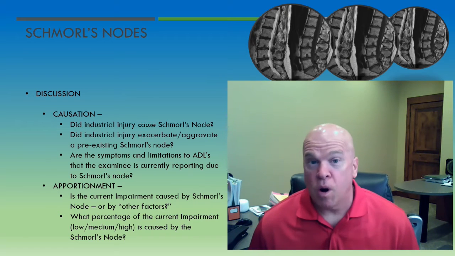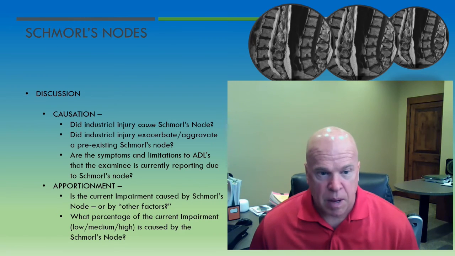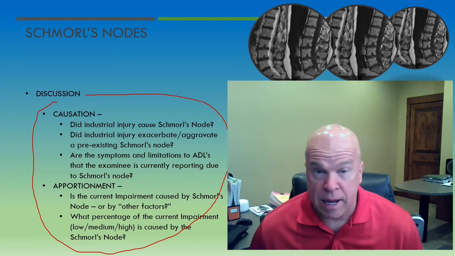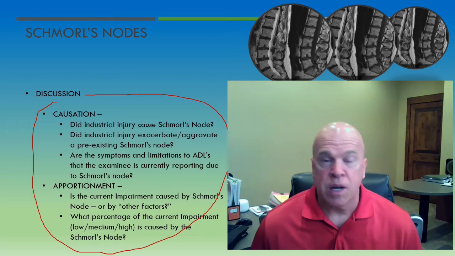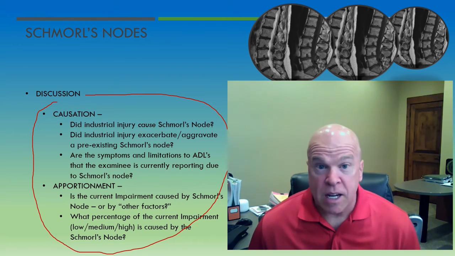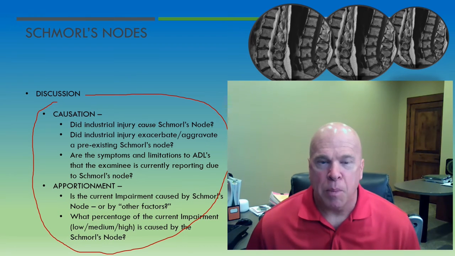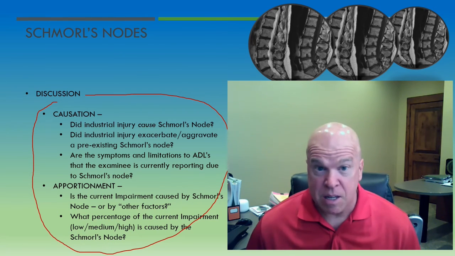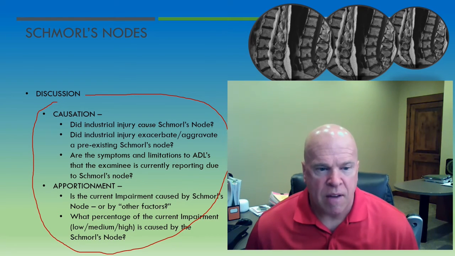And the difficult work of dealing with an examinee who presents with Schmorl's nodes is going to be in coming up with your determinations on causation, AOE, COE, and on the apportionment approximate percentages. The easy work has to do with deciding on a permanent impairment rating for this particular examinee. And we'll go into that in just a minute because that's the easy part of this determination. The more difficult determinations have to do with causation.